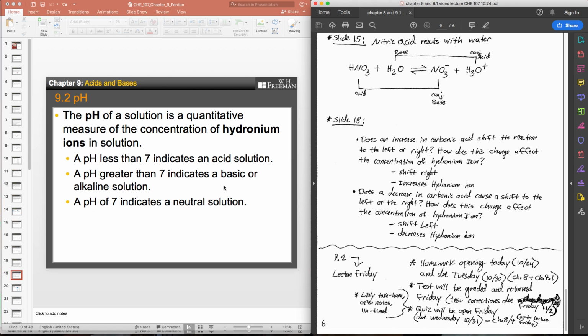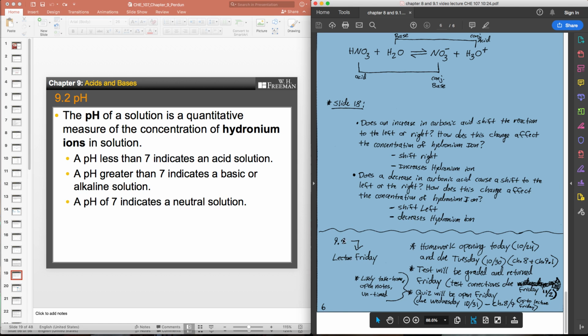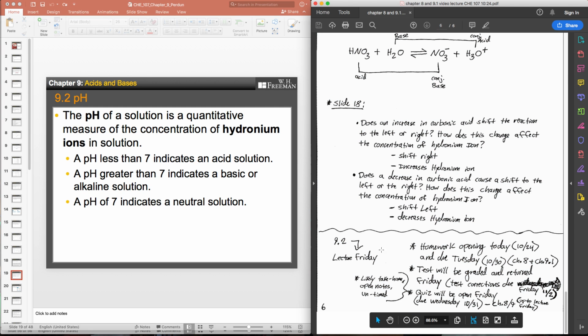And so that's all that I have, and we'll talk about pH. We'll do 9.2 forward, as you can see at the bottom right here. We'll do 9.2 forward on Friday in lecture. I'll take the first 5 to 10 minutes to answer any questions about getting up to this point.